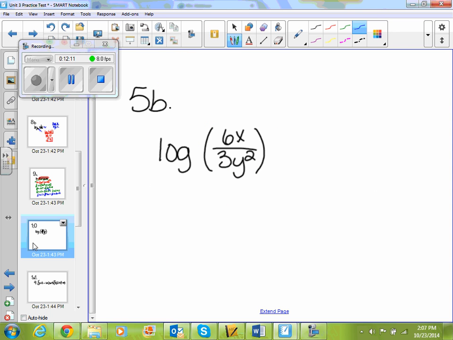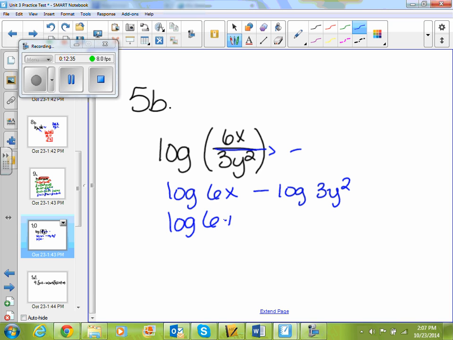Okay, if I look at 5b, I have log of 6x over 3y squared. I know that division leads to subtraction when I break things up. So I know that I'm going to get log of 6x minus log of 3y squared. Okay, which then is the same thing as log of 6 plus log of x if I break up the 6x.